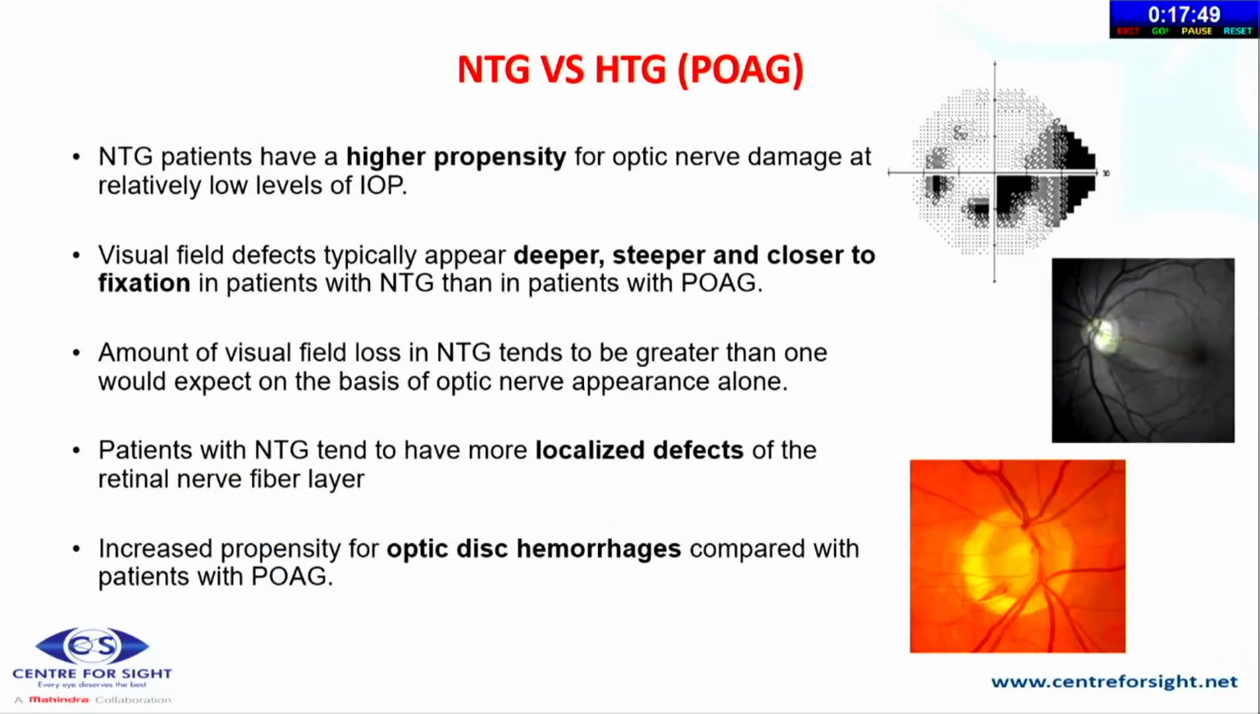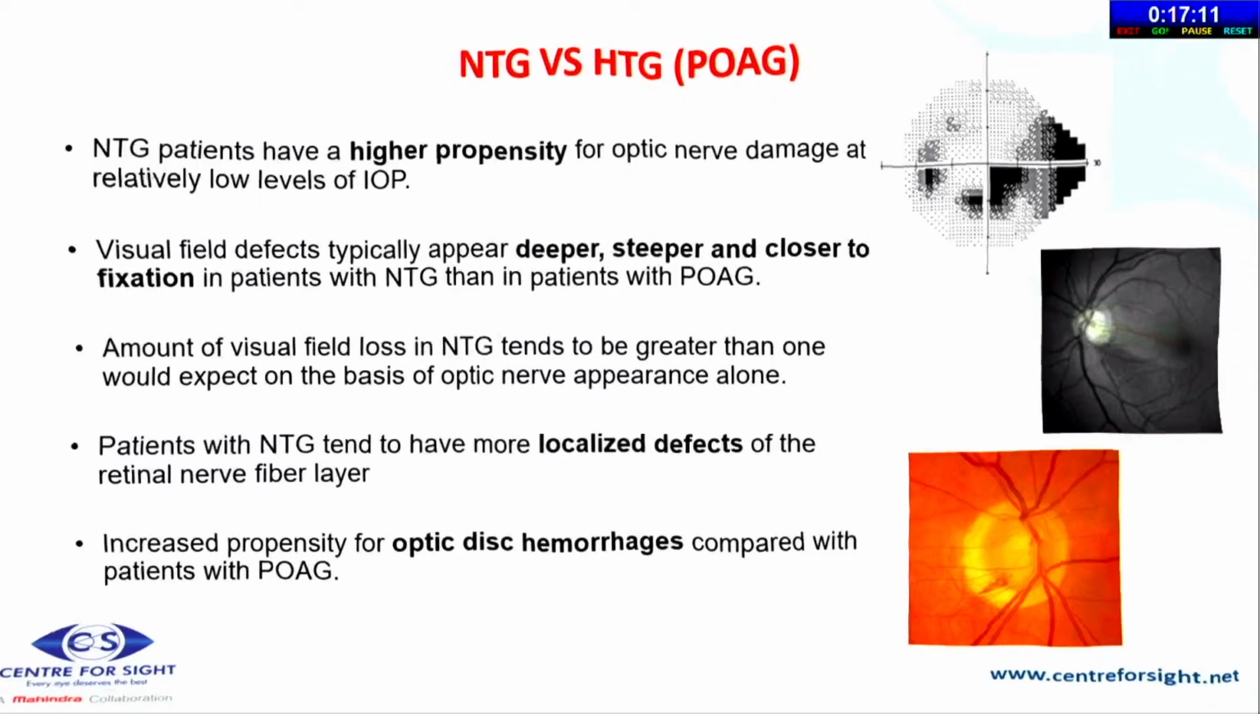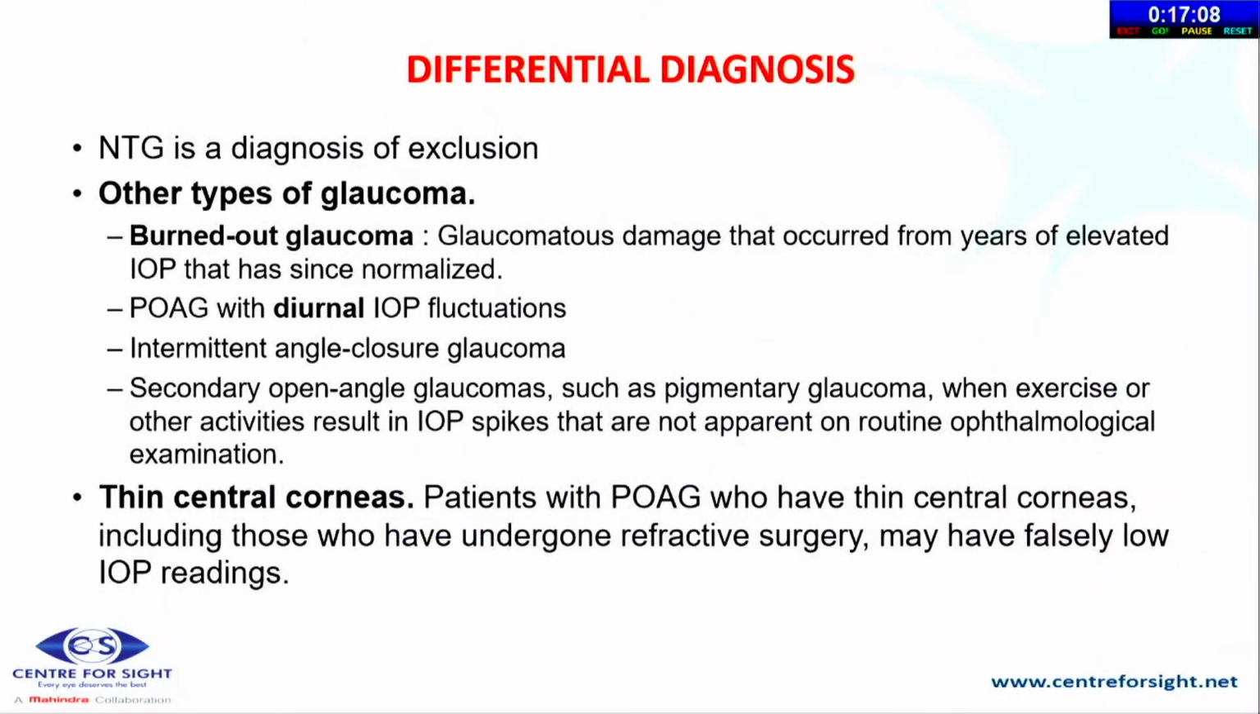So to differentiate normal tension from high tension glaucoma or POAG: in NTG, there is a higher propensity of optic nerve damage relative to the low levels of IOP. Even in visual fields, you get a deeper, steeper defect closer to fixation in NTG as compared to POAG, as you can see here. The amount of visual field loss is also greater. When we see the optic nerve head appearance in NTG, you get more localized RNFL defects, and there's a higher propensity of optic disc hemorrhage as compared to POAG patients.